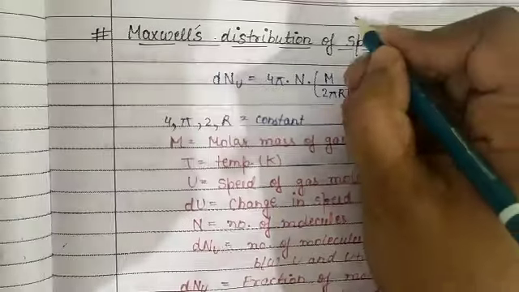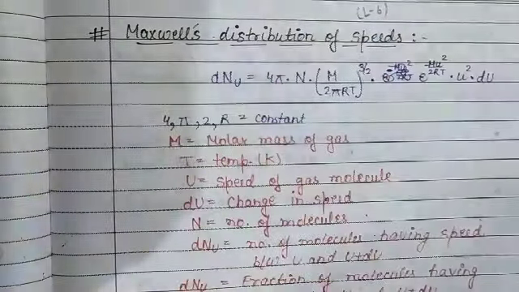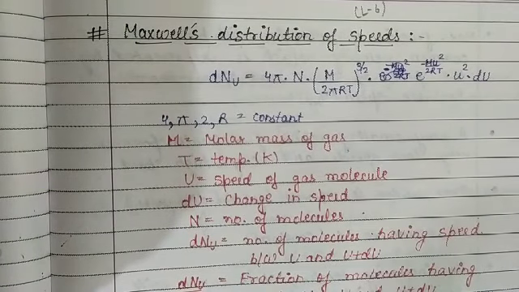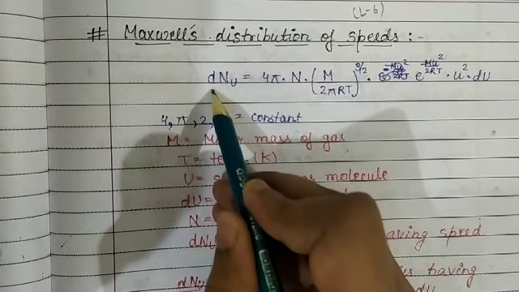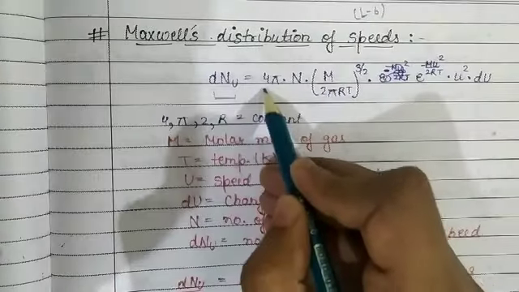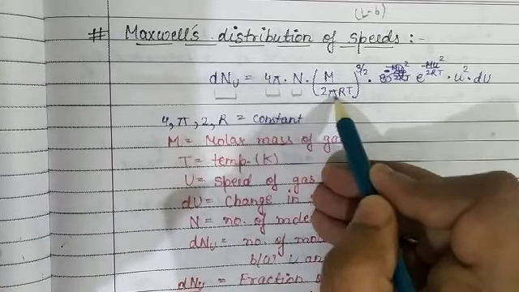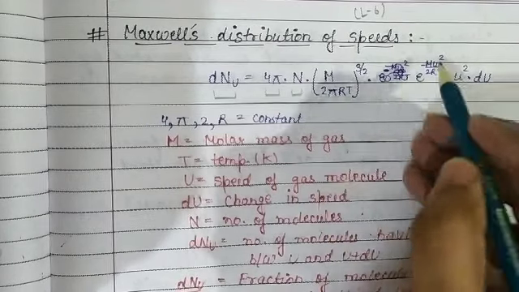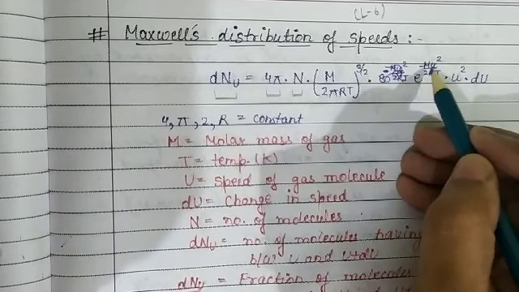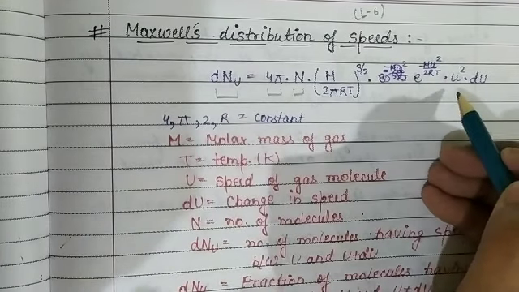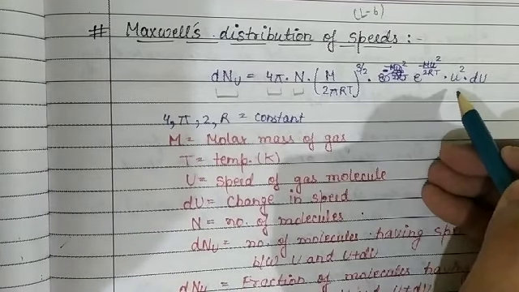Lecture number 6, states of matter. The next topic we are going to discuss is Maxwell distribution of speeds. In the Maxwell distribution of speed, the mathematical equation is dN_u = 4πN (M / 2πRT)^(3/2) e^(−Mu²/2RT) u² du. No need to learn this equation.